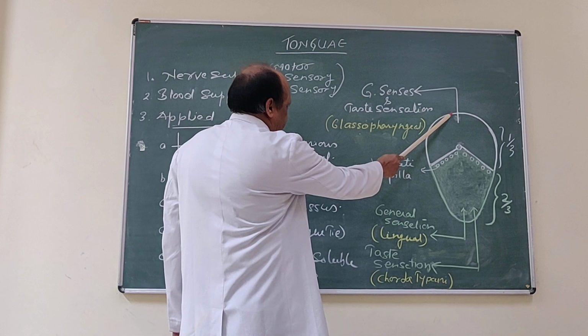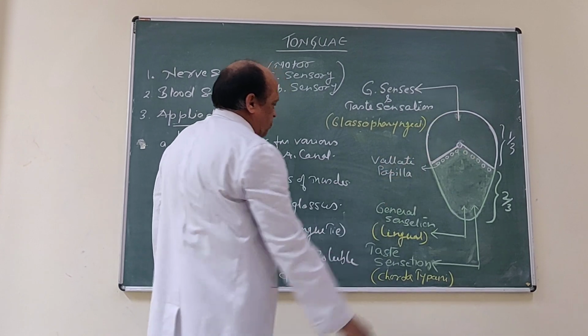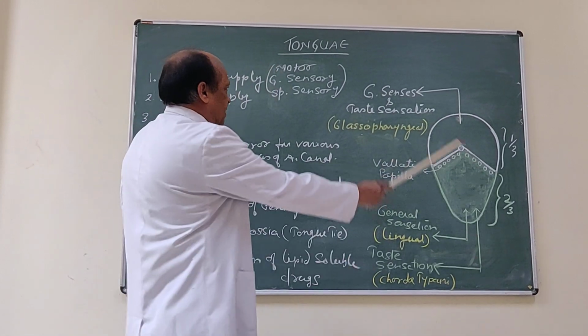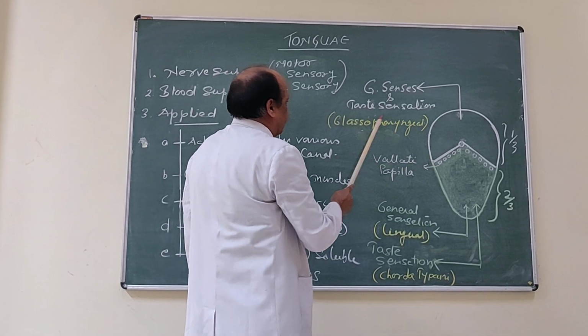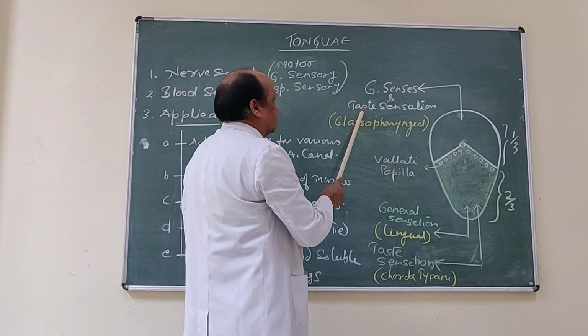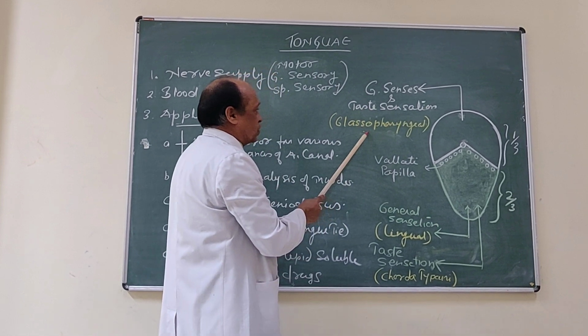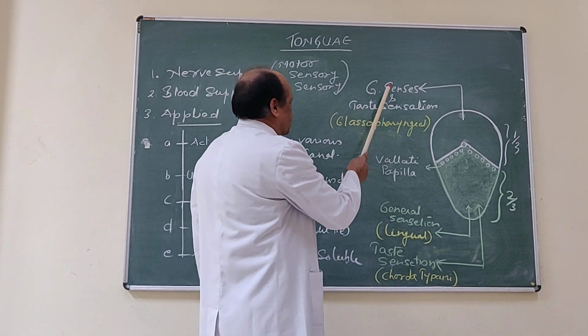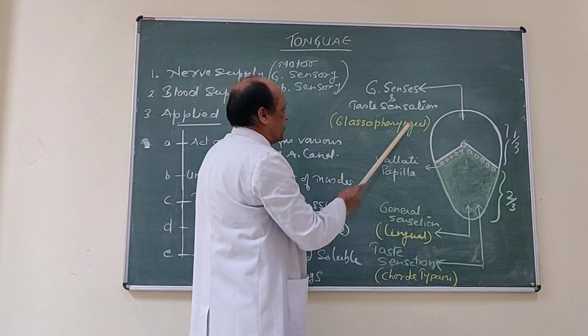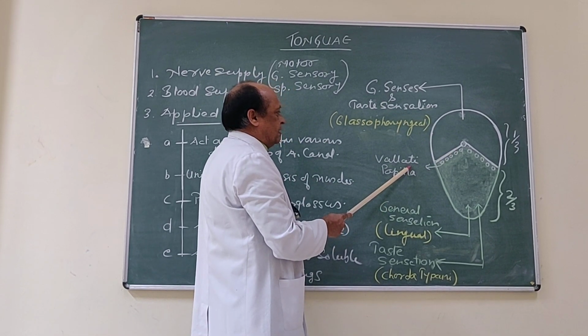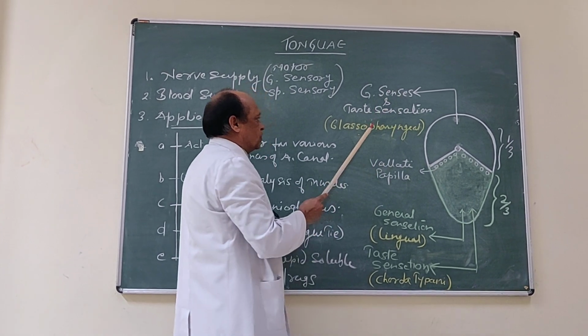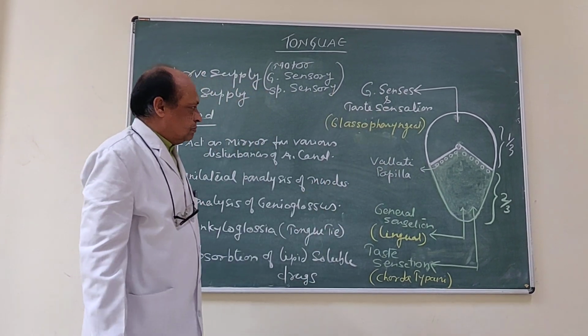Now look at the sensory supply of posterior 1/3 of tongue. The general sensation is carried by glossopharyngeal nerve and the taste sensation is also carried by glossopharyngeal nerve. So both the general sensation and the taste sensation from posterior third, including vallate papillae, are carried by glossopharyngeal nerve.